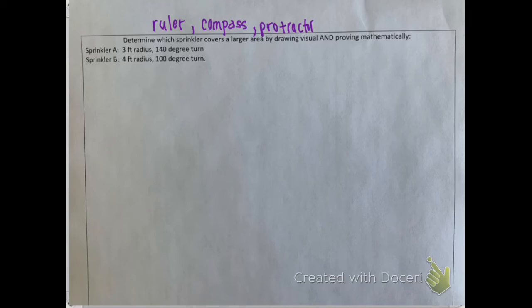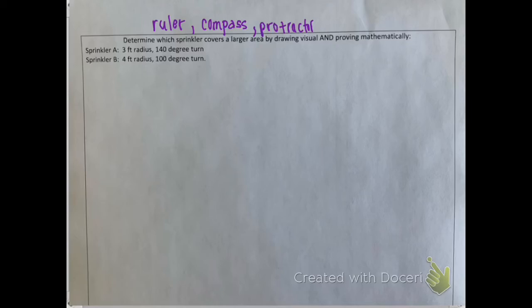Technically, we need a ruler, a compass, and a protractor. The ruler is used to measure the radius, the compass is used to make a circle, and then the protractor is used to measure the degrees, but we're going to try to kind of freehand this. I do have a ruler here.